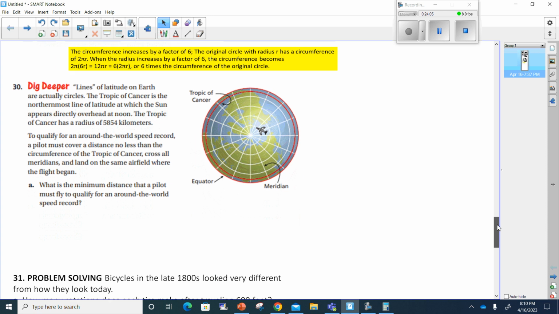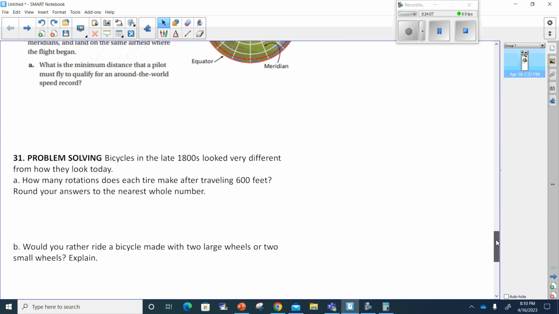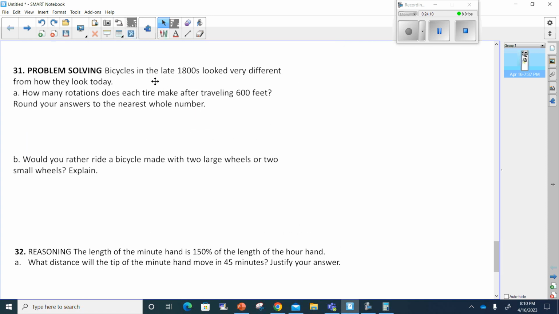I have number, let's see, 31. Bicycles in the late 1800s look very different from how they look today. They sure do. They have those big old wheels in the front. How many rotations does each tire make after traveling 600 feet? Round your answer to the nearest whole number. Wow. All right, let's go ahead and work this.